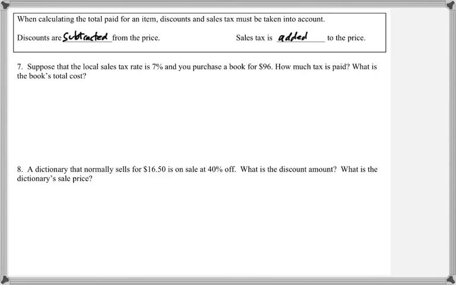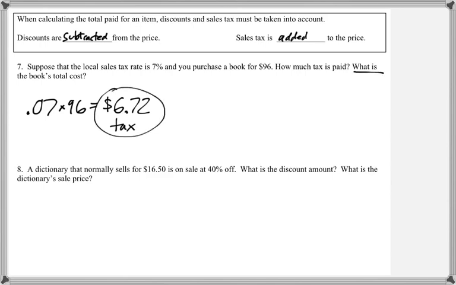So let's first find the tax. So 7%, we are going to convert that to a decimal. So 7% would be 0.07. And then we need to multiply that by the cost. So 7% or 0.07 of 96 is $6.72. So this is the tax.